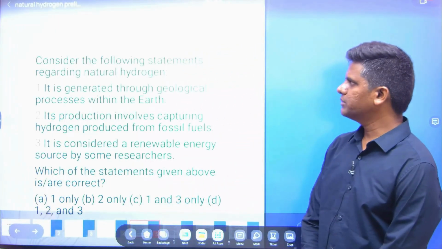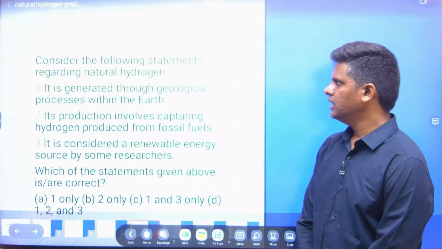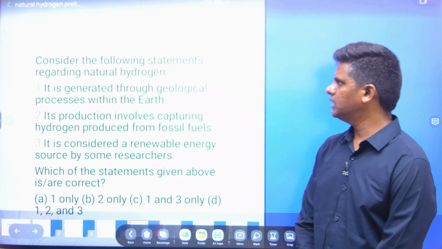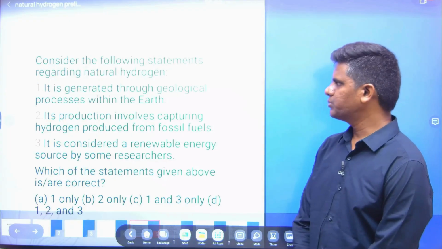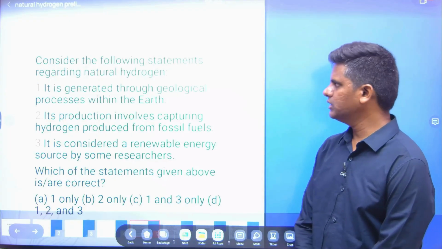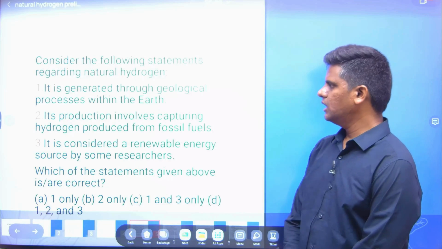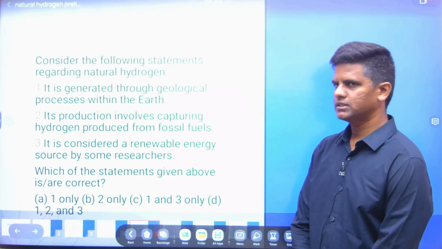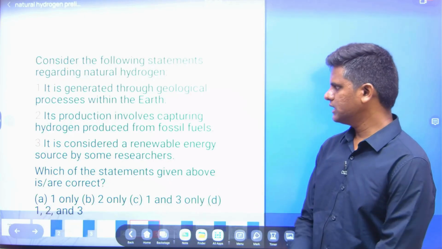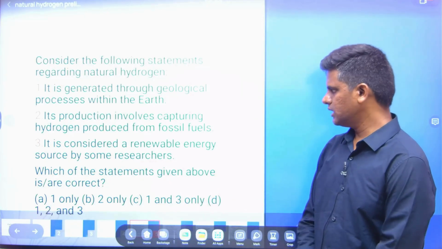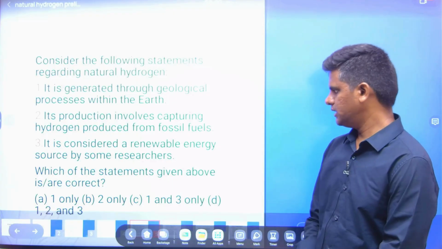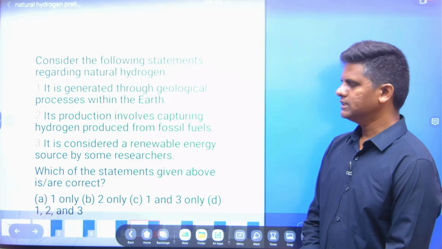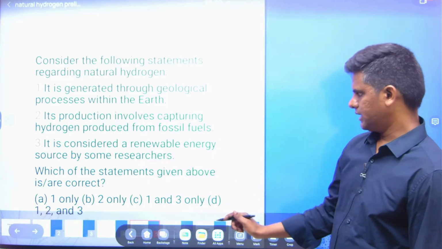Consider the following statements regarding natural hydrogen. One, it is generated through geological processes within the earth. Two, its production involves capturing hydrogen produced from fossil fuels. Three, it is considered a renewable energy source by some researchers. A, 1 only is correct. B, 2 only is correct. C, 1 and 3 are correct. D, 1, 2 and 3 are correct. So the answer is 1 and 3 are correct.